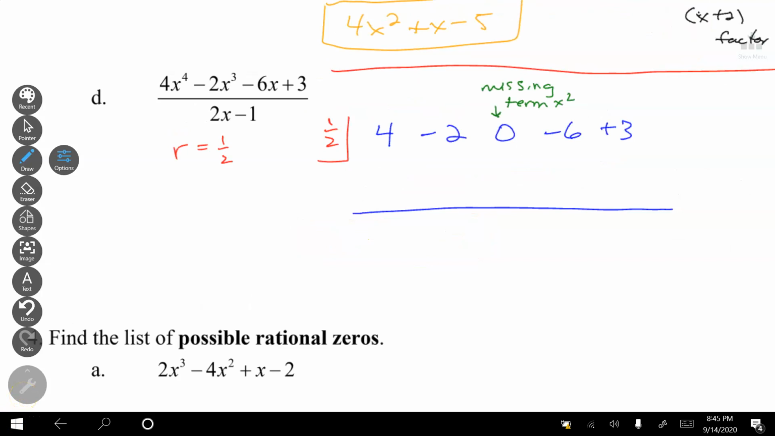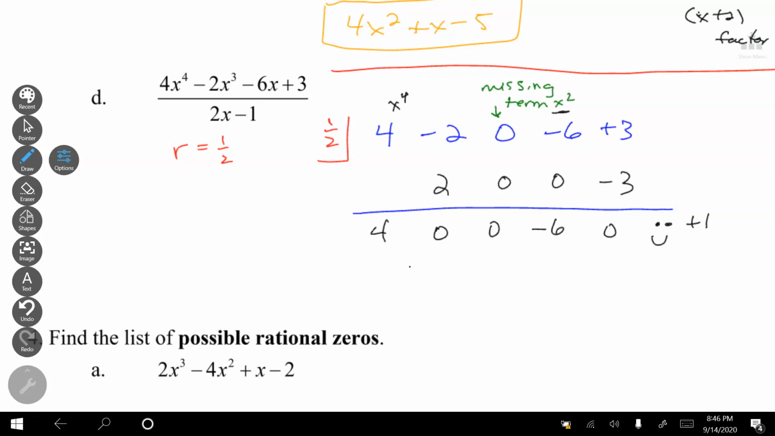This next one is a little bit different for a couple of reasons. One, I have a 2x minus 1, not just an x, so my r value is 1/2. That goes inside the box. I drop down the 4. This is 2. Becomes 0. Oh, here's the other thing. The missing term here. X to the fourth, x cubed, x squared did not have a term, so I had to put in a 0. Minus 6x plus 3. I get 0, I get 0, I get 0, I get 0, I get negative 6, I get negative 3, and look at that. I get my plus 1 bonus.